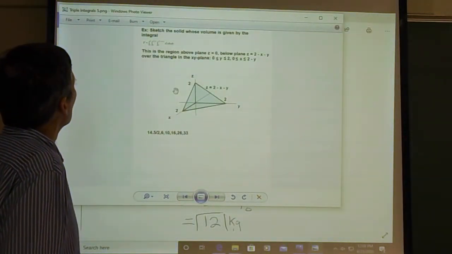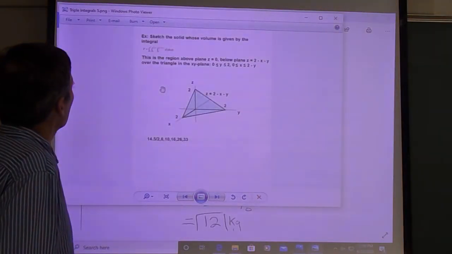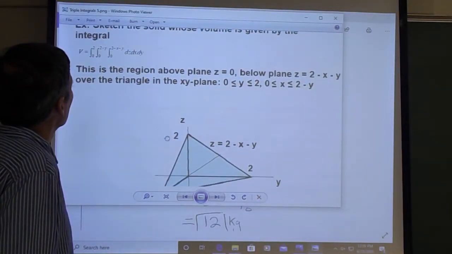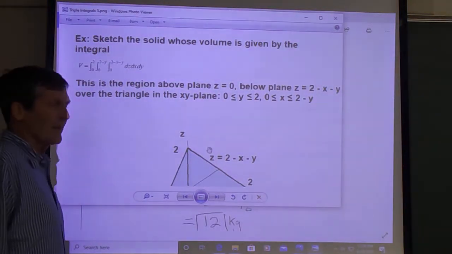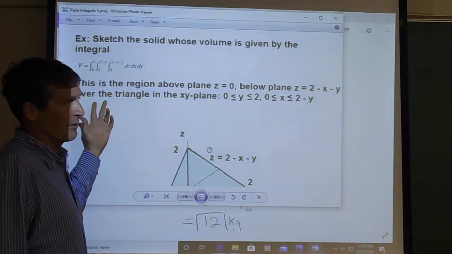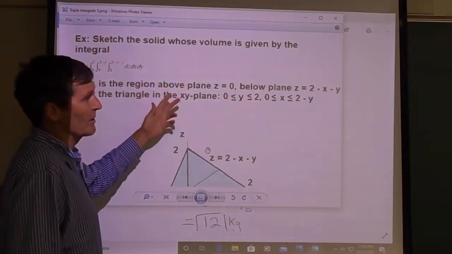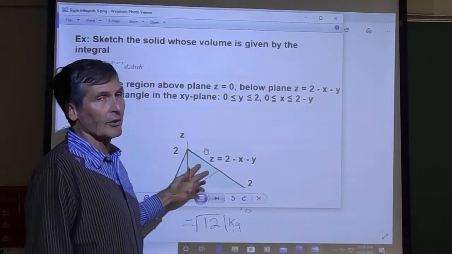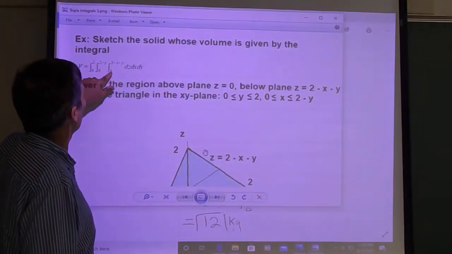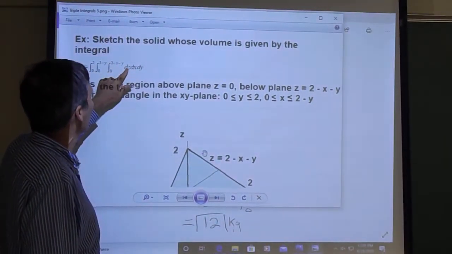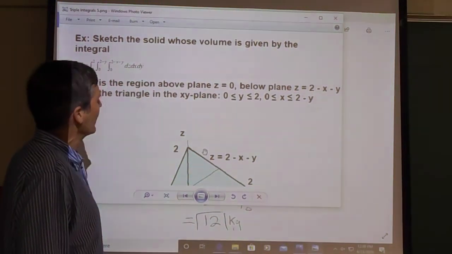Suppose we wanted to do this triple integral, which is hiding pretty well up here. Let's see if I can get it big enough so we can read it. There it is. I should say we should do these in reverse. If somebody gives you an integral, you can sketch the solid whose volume it is. Suppose I had the integral from 0 to 2, integral from 0 to 2 minus y, integral from 0 to 2 minus x minus y, dz dy dx.